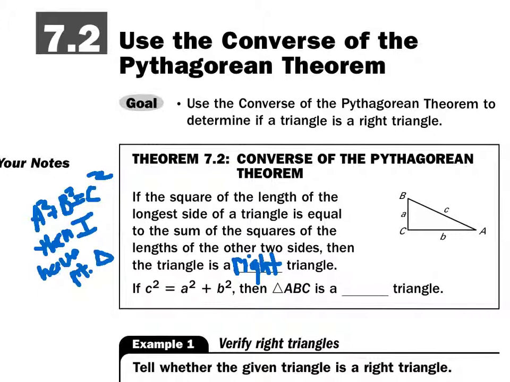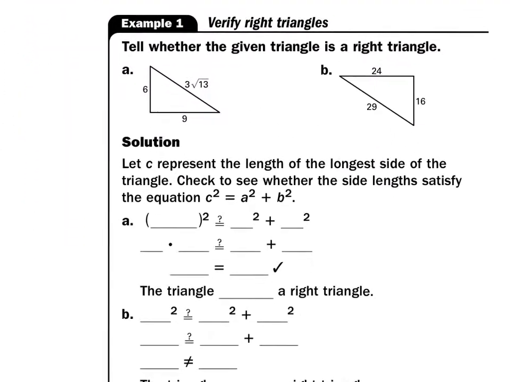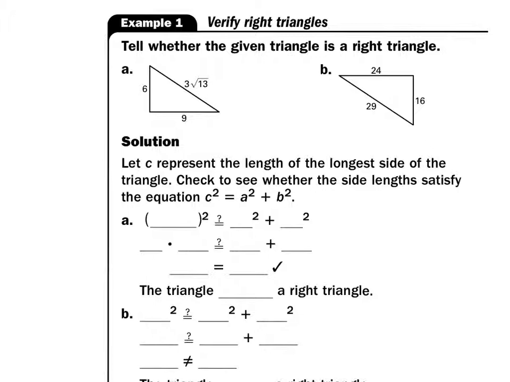So, let's look at example 1. We need to verify right triangles. Tell whether the given triangle is a right triangle. Okay, we have 6 and 9 for our leg lengths, and 3 times the square root of 13 for our hypotenuse. So let's check and see if that makes a true Pythagorean theorem. For some reason, this book always flips it. I go ahead on my papers and just do it a squared plus b squared equals c squared. So let's come over here and do that.